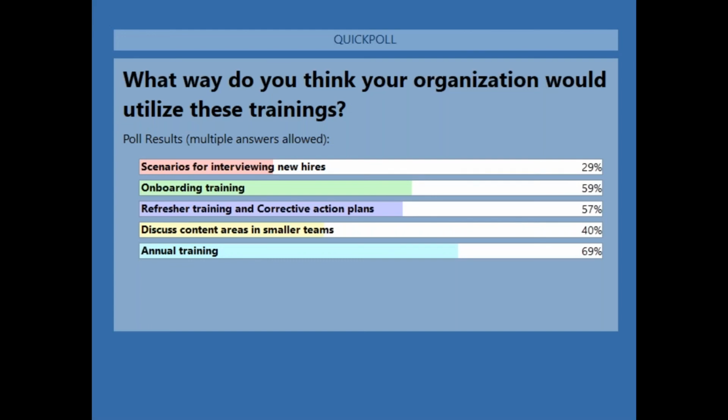So yeah, it looks like there's a range of uses. Of course, annual training is one of the best uses, especially for the in-person classroom training. Obviously, with COVID right now, that would be modified a little bit. The scenario for interviews and hiring is like 30%, onboarding training, refreshers, that's wonderful. And it looks like there's a good mix of uses for the online training and then the classroom training. So thanks for taking a moment to fill out that poll.